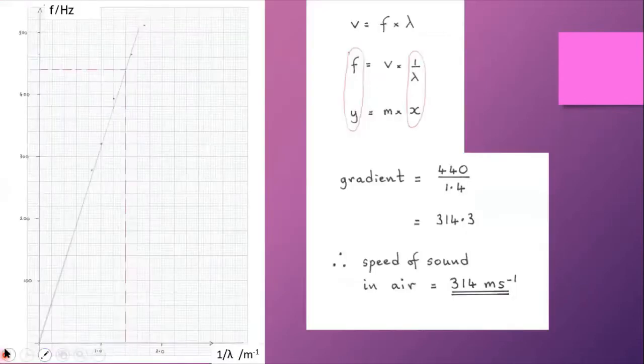Well, first of all, if we plot a graph of frequency against 1 over lambda, then we can see quite nicely that we get what looks like a straight line. My analysis gives us that the gradient, 440 divided by 1.4, is 314.3. So I could conclude that the speed of sound in air is 314 meters per second. But I'm not happy with that.